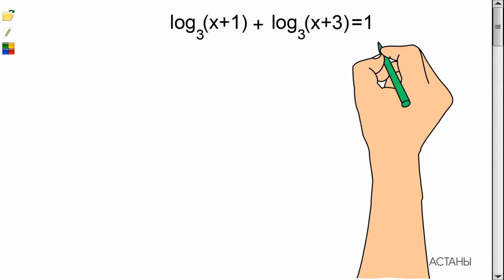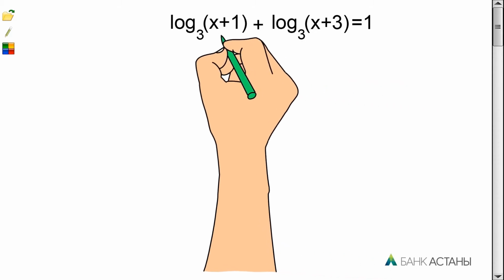We need to solve this equation. The logarithm base 3 of (x + 1) plus the logarithm base 3 of (x + 3) equals 1. Before solving this equation, we define the range of possible values.